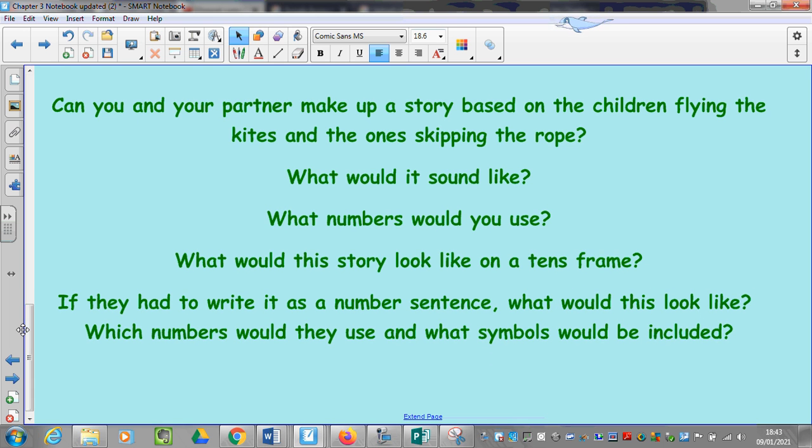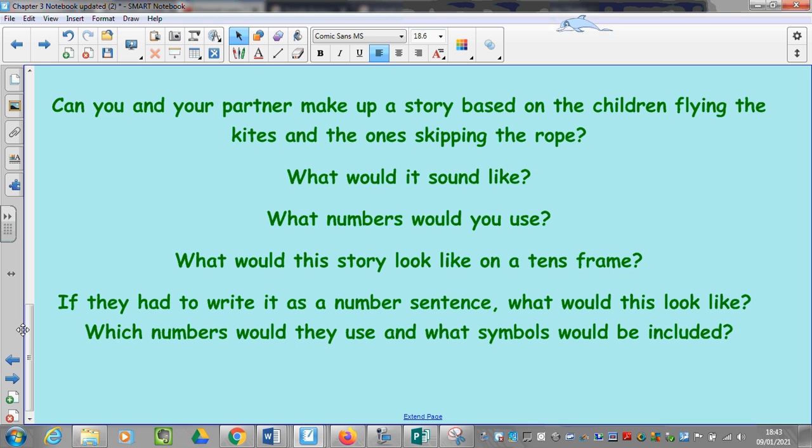You're going to make up a story with your partner at home based on the children flying the kites and the ones skipping on the rope. What would it sound like? What numbers would you use? And what would this story look like on a tens frame? I want you to write it as a number sentence.